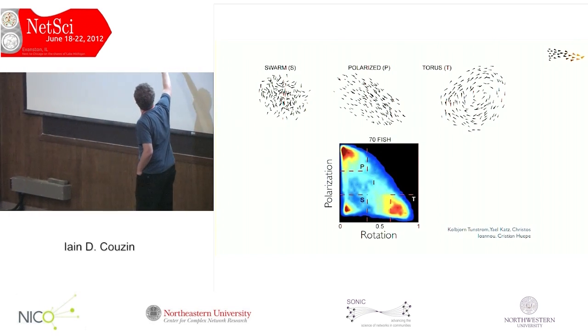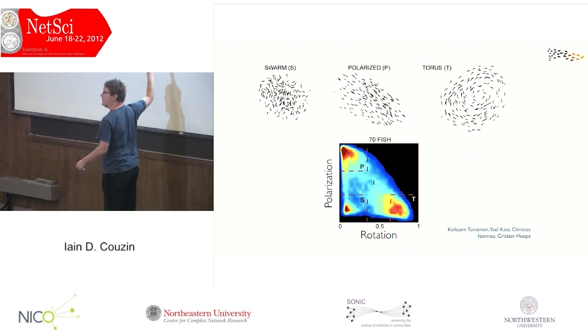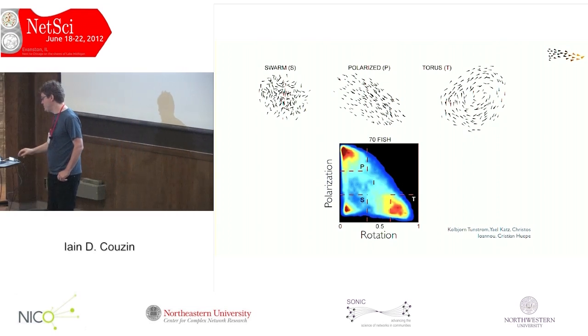This is the degree of rotation of the group and the degree of polarization. And so the system basically flips between these different states. This is showing the density distribution of a very, very long time series.